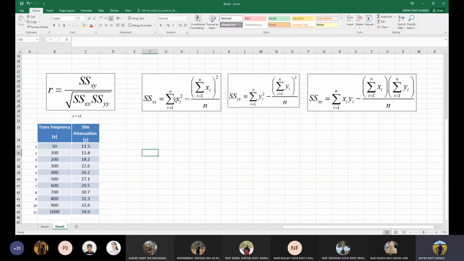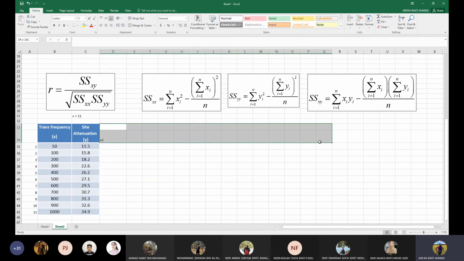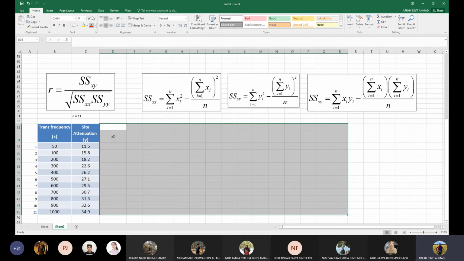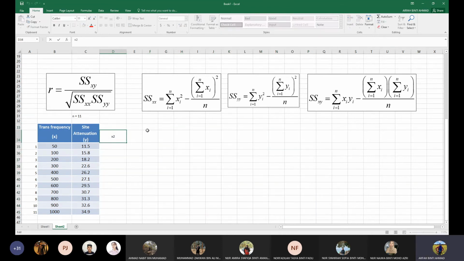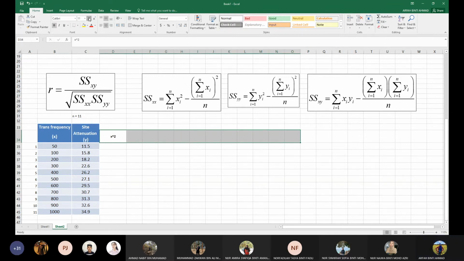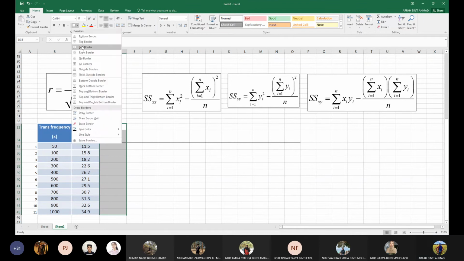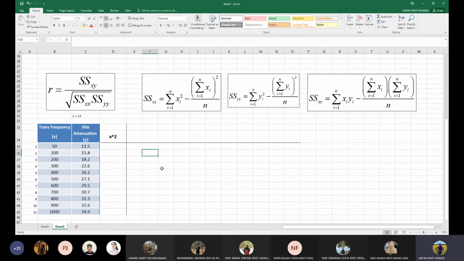So, yang pertama kita nak kira SSXX. So, kalau tengok SSXX ni, dia ada X kuasa 2. Meaning that setiap X tu, dia kuasakan dengan 2. X kuasa 2. Okay. Setiap X dikuasakan dengan 2. So, macam mana nak kira X kuasa 2? Kita buat satu kolom baru untuk X kuasa 2. What can be done in here? Macam mana? Setiap X dikuasakan 2.